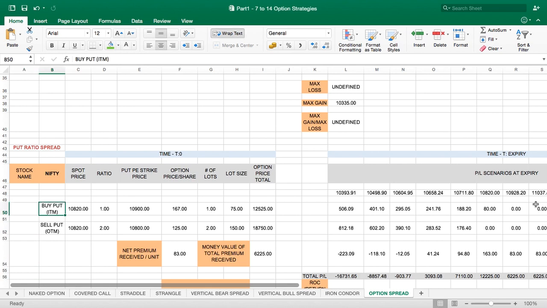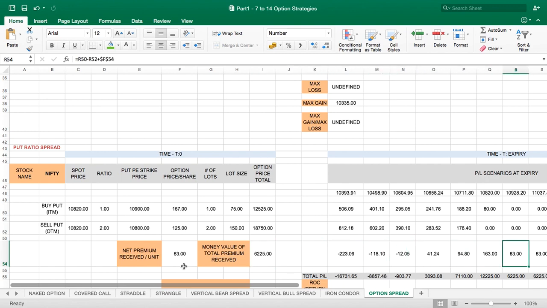So here again, the Nifty spot price is 10,820, and the in the money option will be 10,900. So I buy a put option at a strike price of 10,900 by paying a premium of 167 bucks, and I sell two put options at a strike of 10,800. These two out of the money put options at a strike of 10,800 at a premium of 125, a collective premium of 250, with a net credit or a net premium received as 83. So here my net credit in money terms will be 6,225 bucks.